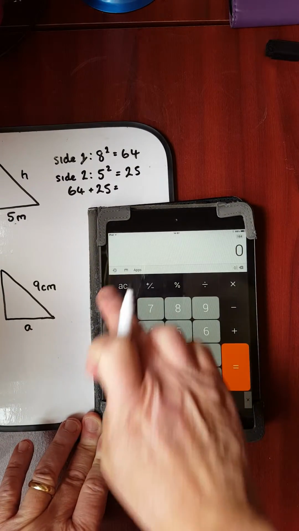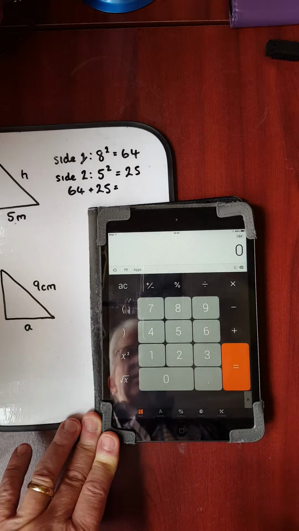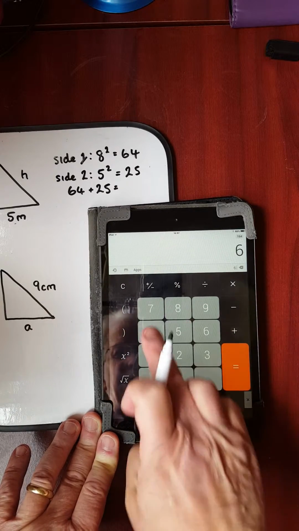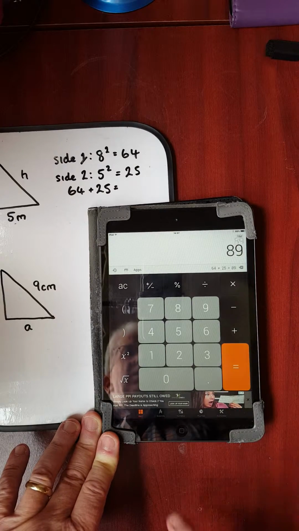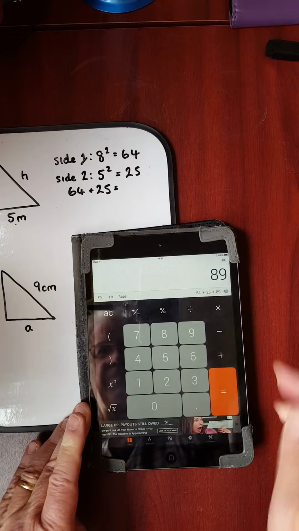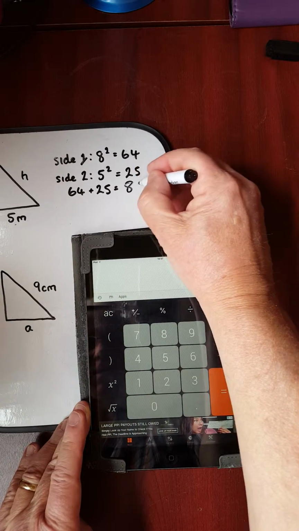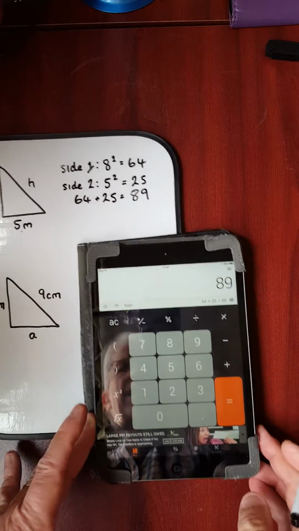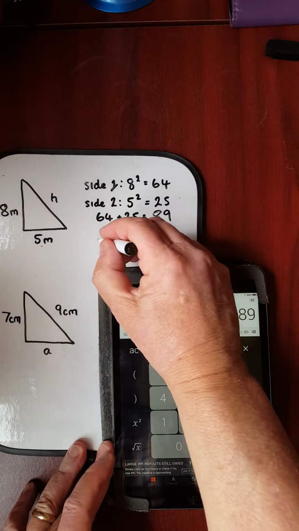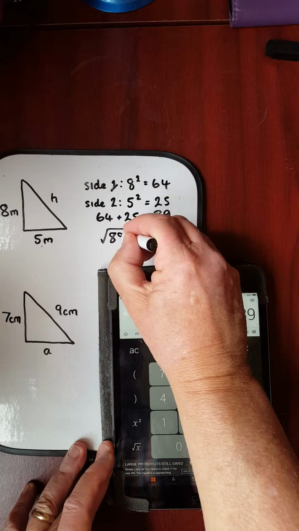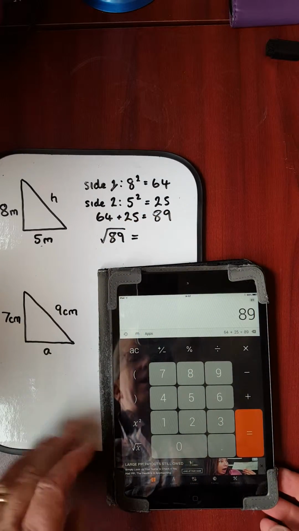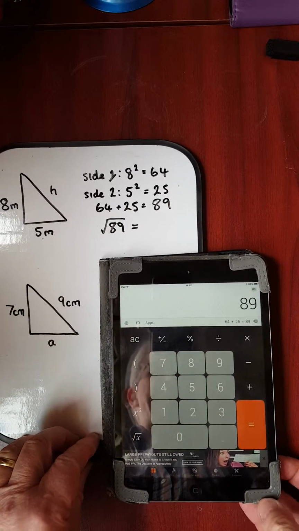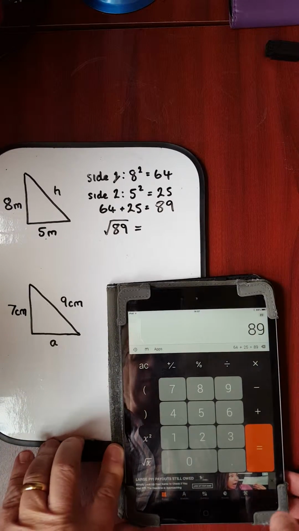Okay, so on here, always clear a calculator before you start. I'm going to do 64 plus 25 equals 89. So 64 plus 25 makes 89, and we need to find the square root of 89. Now, this is why you're going to need a calculator, because the square root of 89 is going to be a number with decimals in it, because 89 isn't a square number.